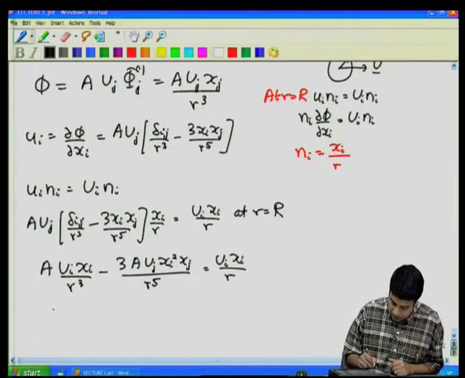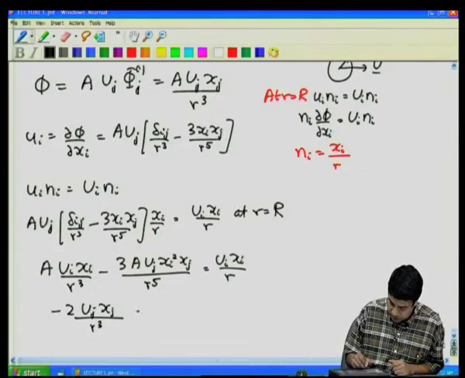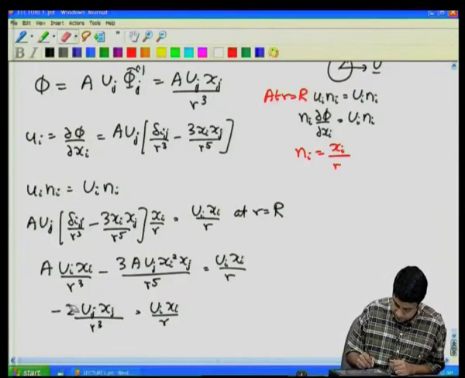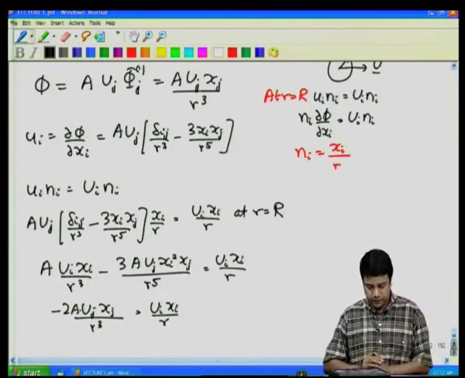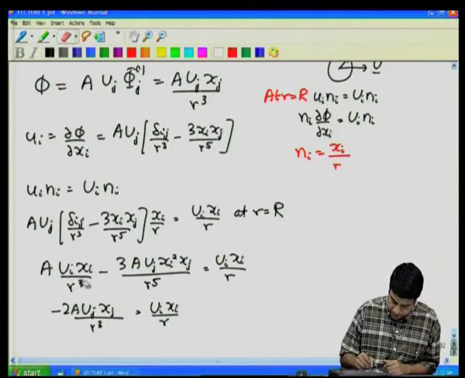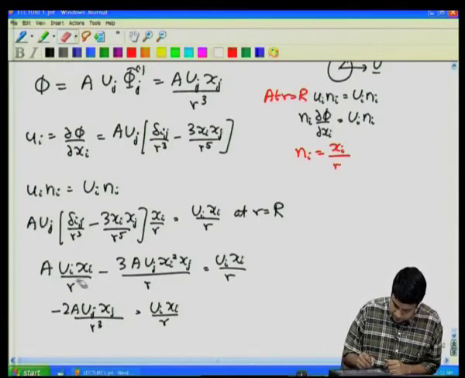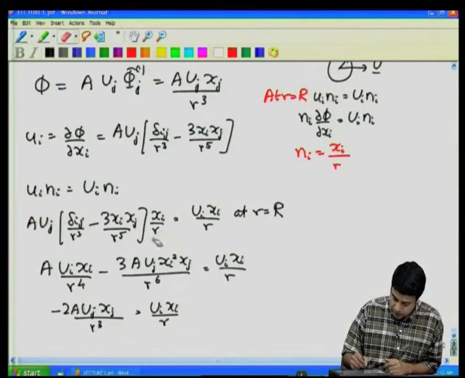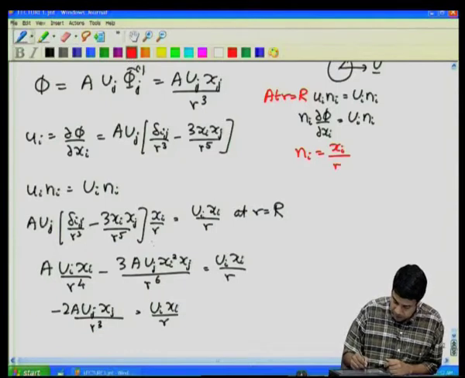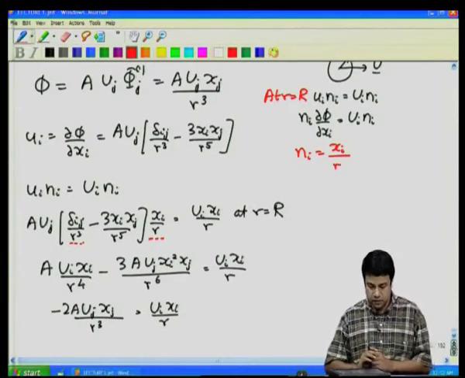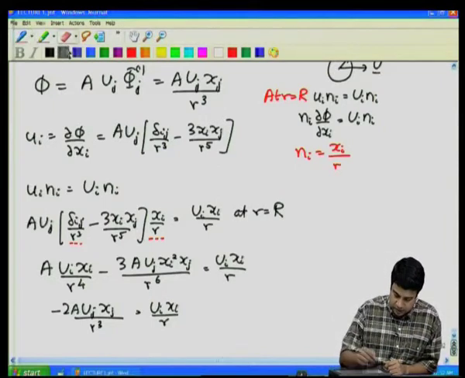Okay. So, I will get minus 2 a U_j x_j by r cubed is equal to U_i x_i by r. I am sorry, there is an r power 4, and r power 6. I should note that I am multiplying throughout by this x_i by r. So, when I get 1 over r cube times x_i by r, I get 1 over r power 6.